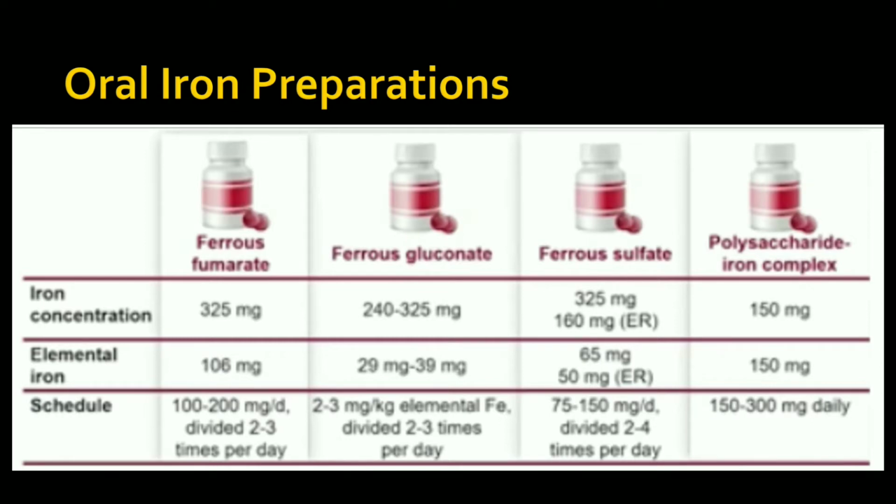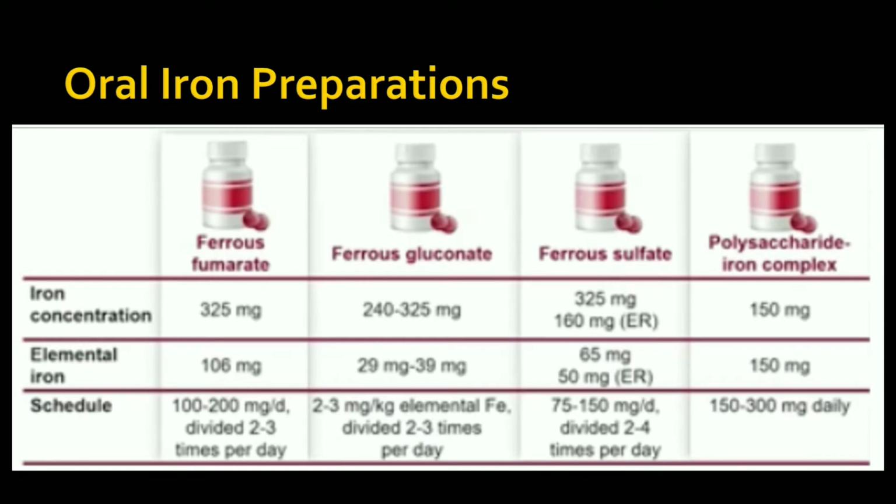In the ferrous fumarate, we have an iron concentration of 325. One example of ferrous fumarate is Trihemic, which contains 600 mg of the iron or 150 mg elemental iron. The iron concentration in ferrous fumarate, according to international criteria, is that of the 325.